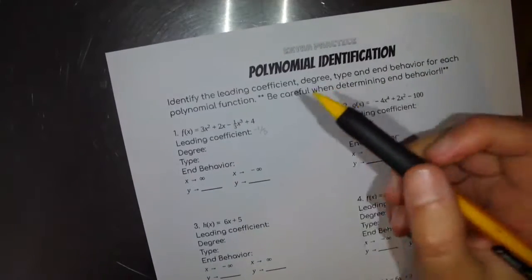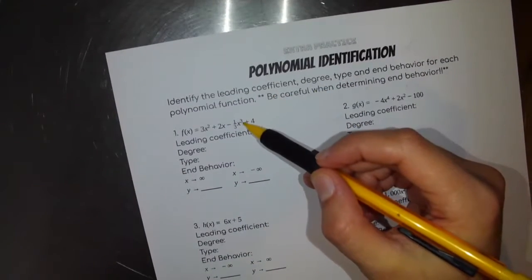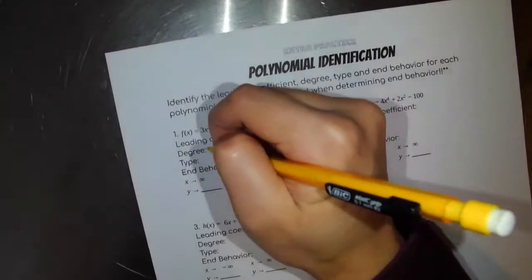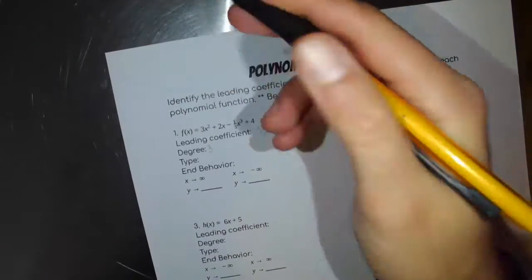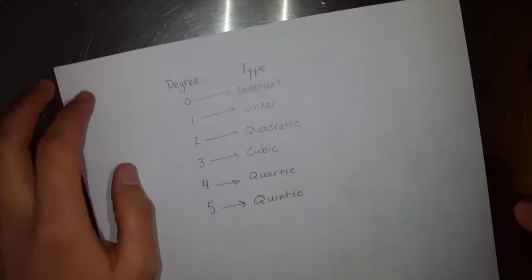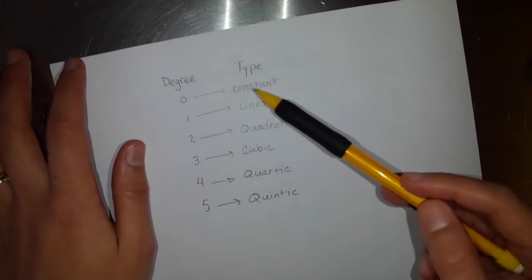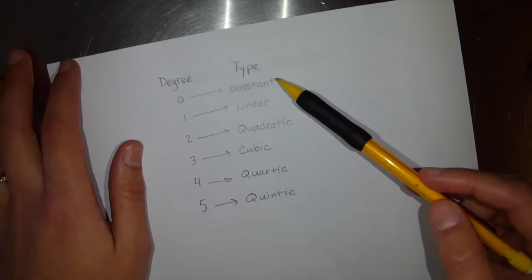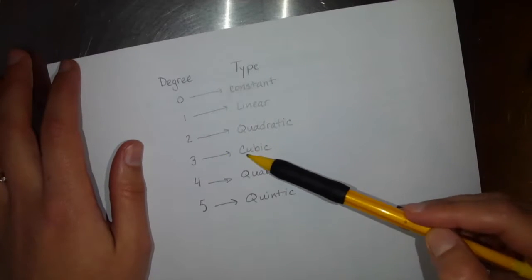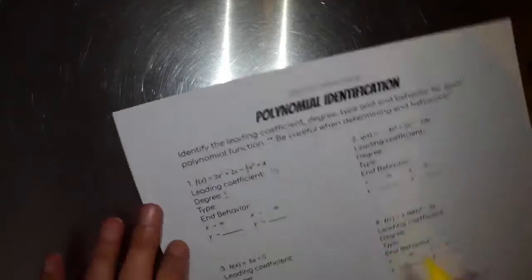The degree is that highest exponent, so the degree will be 3. And the type is based on the degree. These are our different degrees and types that we have to have memorized. If the degree was 0, it would be constant, 1 is linear. This one is a degree of 3, so the type will be cubic.